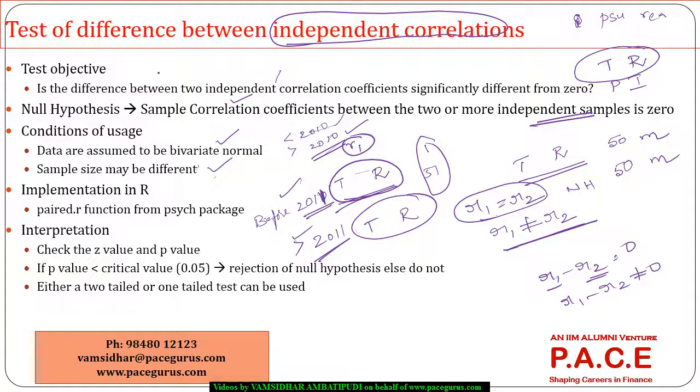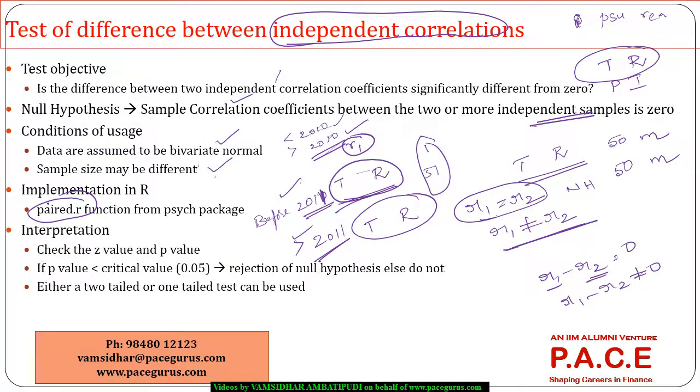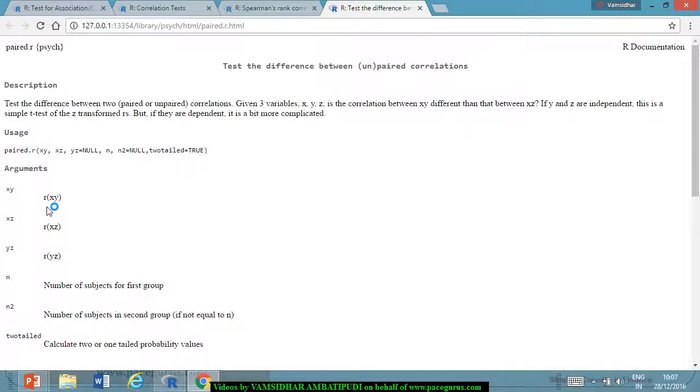For that we are using paired.r function from the psych package. We have already installed the psych package. So I will use this paired.r. So if you try to look at, test the difference between paired and unpaired correlations. This is a very interesting part. Test the difference between two, either paired or unpaired correlations.